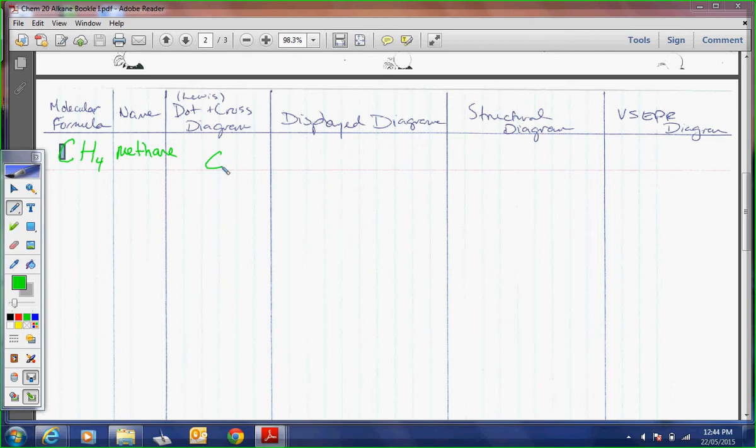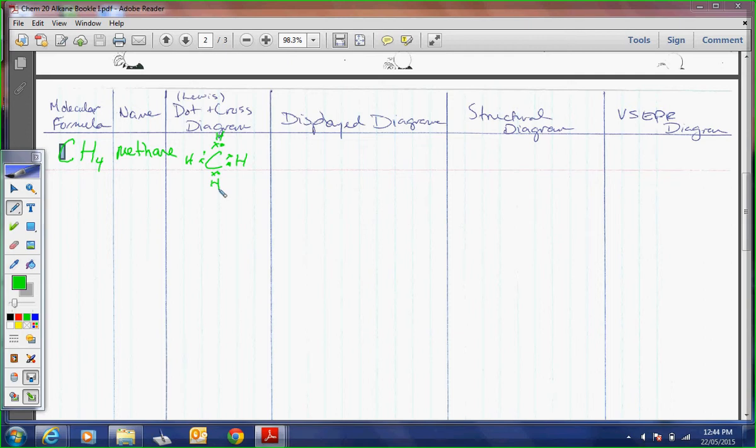How many bonding electrons does C have? 4. Well remembered, because it's in group 4 if you had to look it up on the periodic table. And conveniently, it has 4 bonding electrons, and I need 4 hydrogens. And so one sits here, and another one sits there, and another one sits there, and another one sits there. This is why it's C4 and not C3 or C5. There isn't a spot for a 5th one. This is why it's CH4.